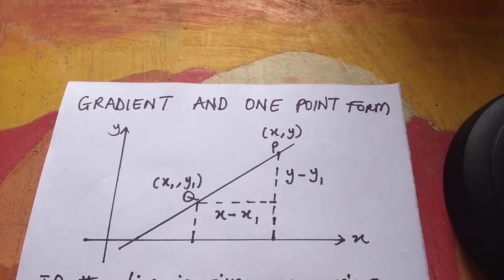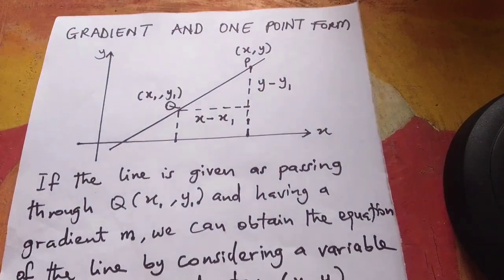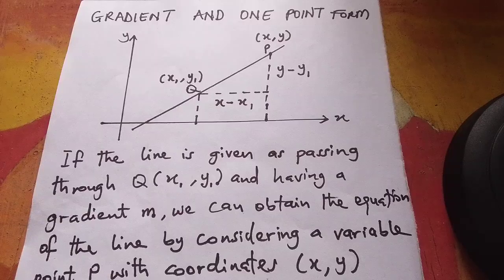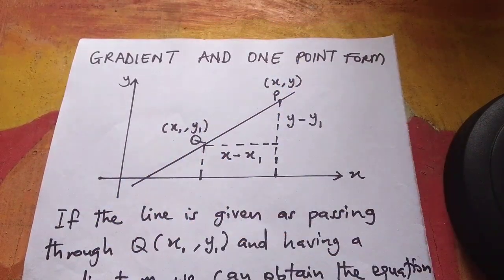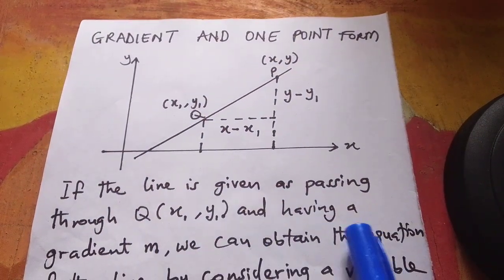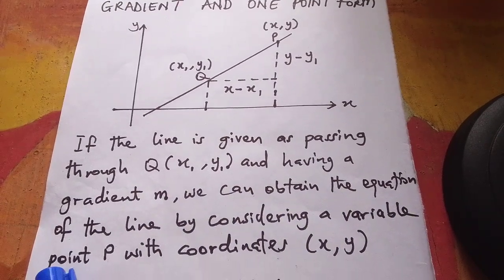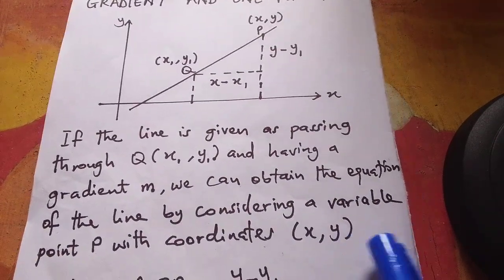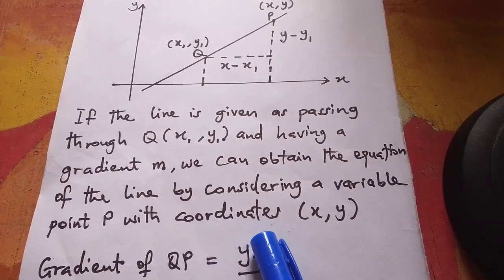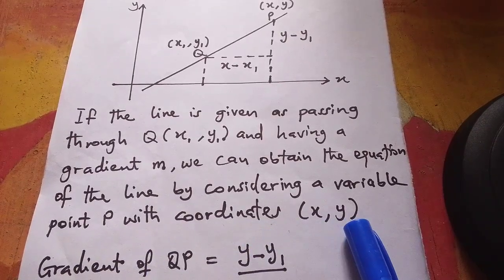We want to see how we can make the equation of a straight line when we are given the gradient and one point, one coordinate of the line. If the line is given as passing through Q, this is (x1, y1), and having a gradient of m, we can obtain the equation of the line by considering a variable point P with coordinates (x, y).